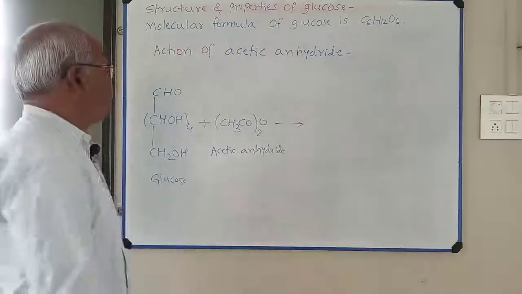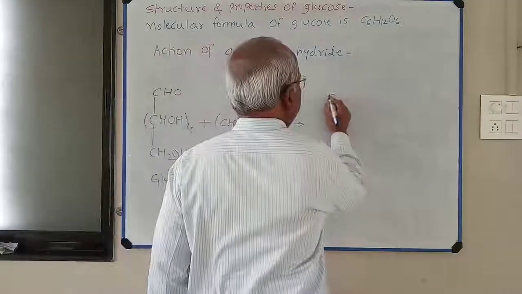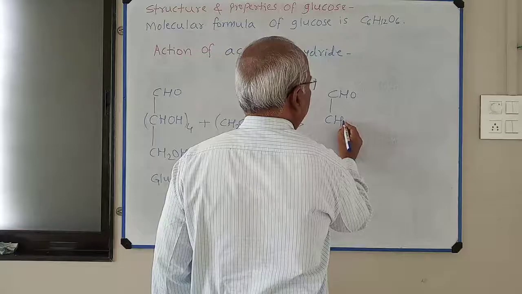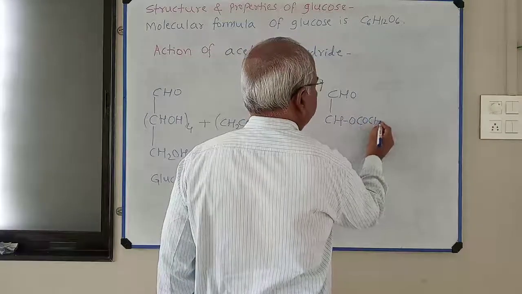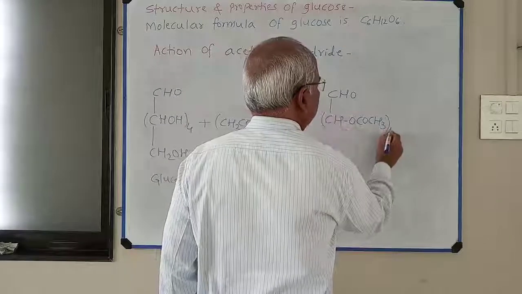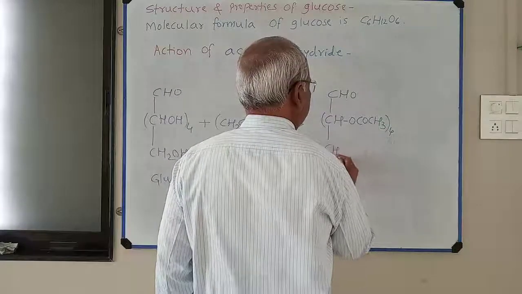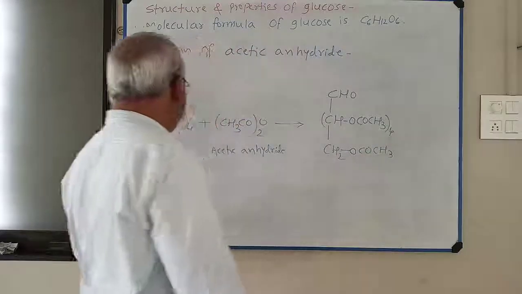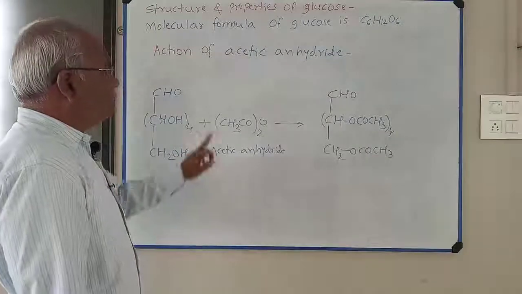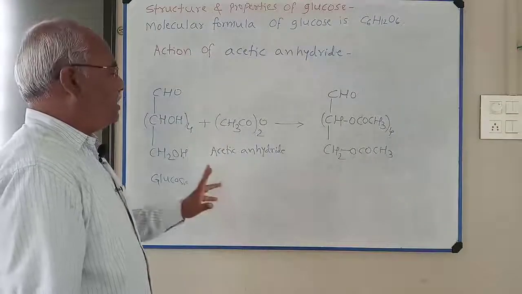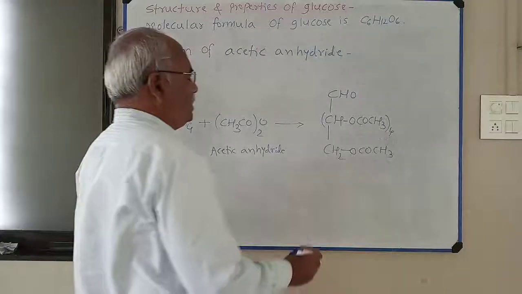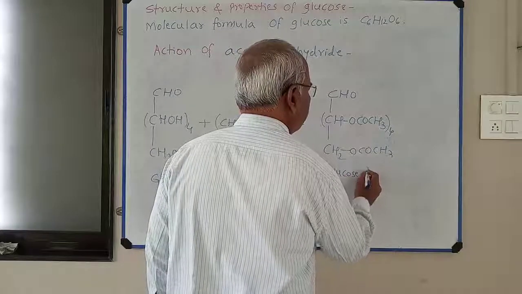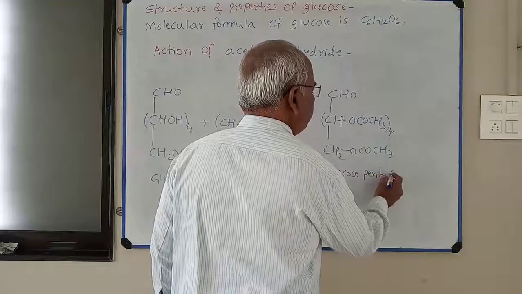Acetylation reaction takes place and the product is CHO single bond CH O COCH3 4 times, CH2 O COCH3. The hydrogen from this OH is also replaced by acetyl group, and here glucose pentaacetate is produced.